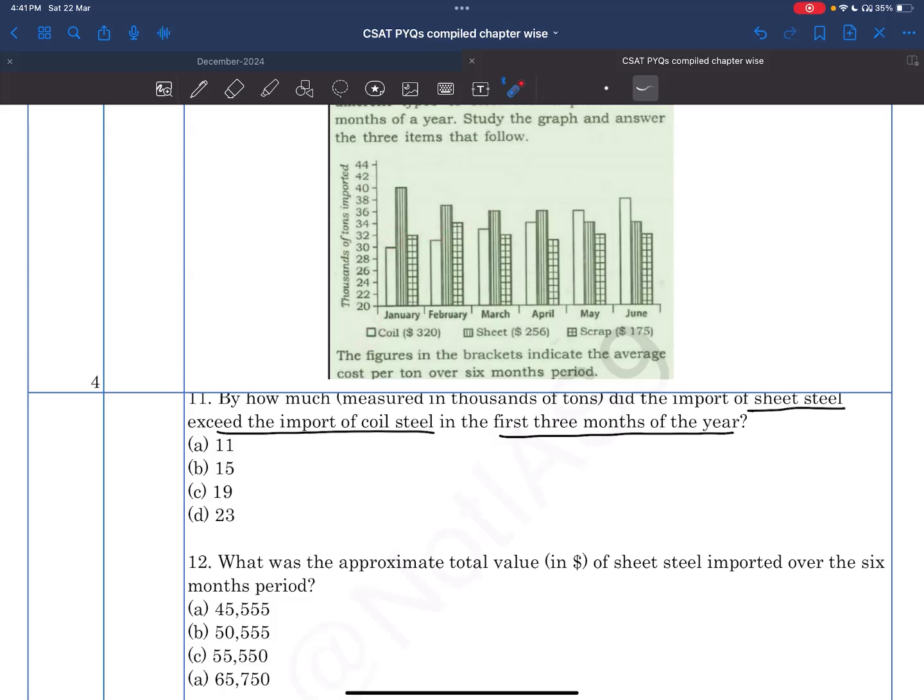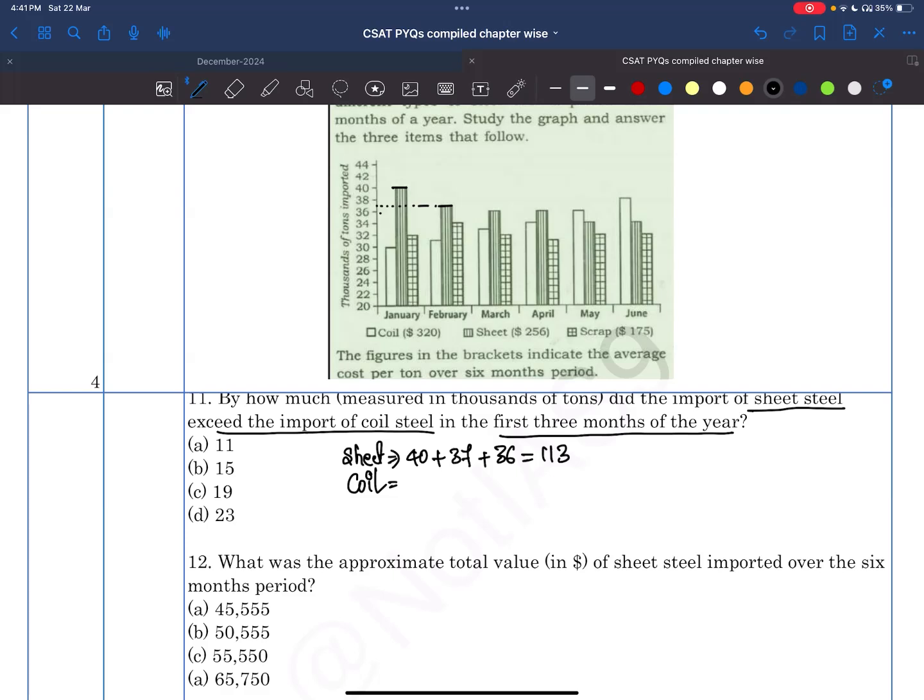Okay? Now, let's calculate for sheet steel. January month, how much? 40, right? 40 plus this value. This value is somewhere between 38 and 36, right? That means 37. For the third month, it is exactly 36, right? 36. What is the total? 113.